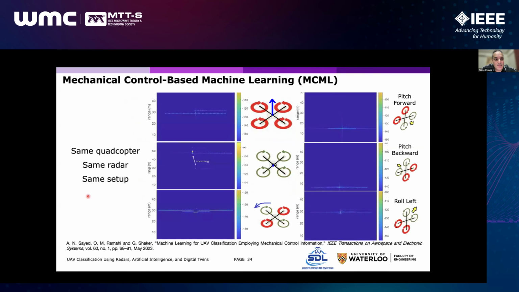Here, for example, is the range Doppler signature of the same quadcopter using the same radar and the same simulation setup, but with different motions. And it can be seen here how different each signature is from the others.